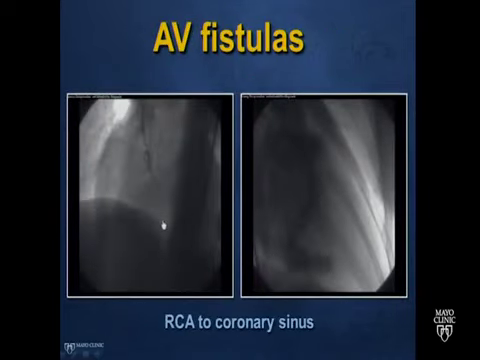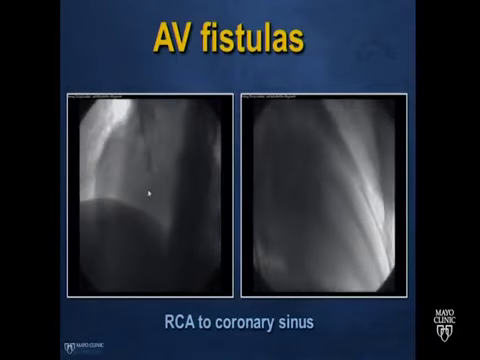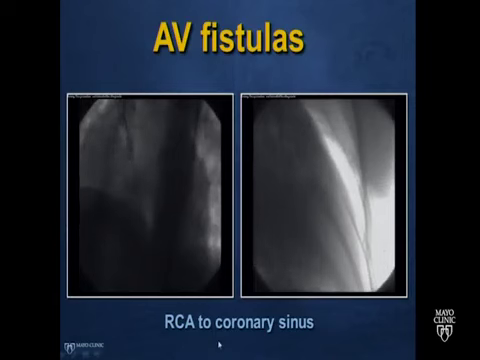Here's an example of a giant fistula. It's pretty hard to miss this one. This is a right coronary artery which has become very large and is emptying into the coronary sinus. This one was surgically managed in our practice.